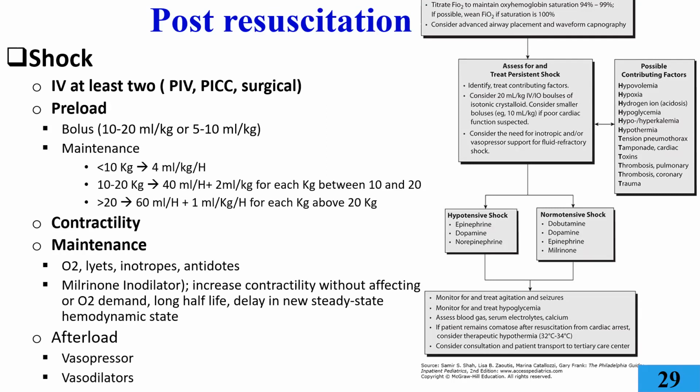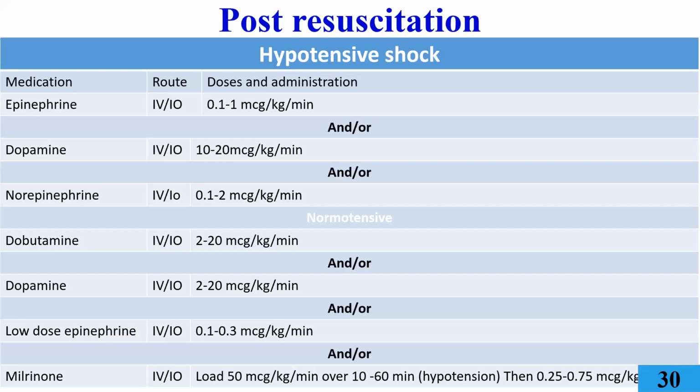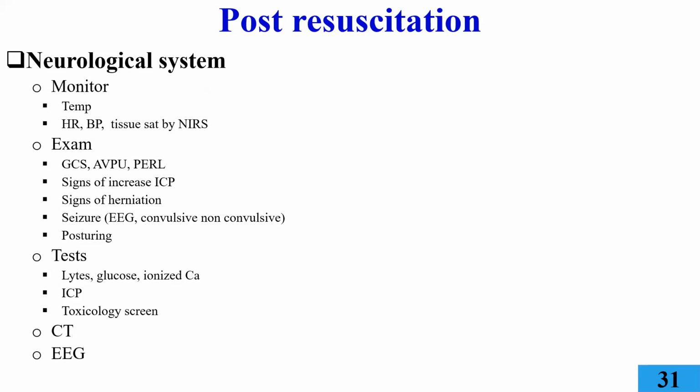Always, when you have shock, you need at least 2 IV access. Remember, if we have a preload problem, we need an IV bolus. And remember, we might need a maintenance IV fluid. Contractility has to be checked by the doctor. After load, we might need a vasopressor or vasodilator. Medication for shock: epinephrine, dopamine, norepinephrine, dobutamine, milrinone. For neurological, always check the temperature, the heart rate, blood pressure, and tissue saturation by NIRS.